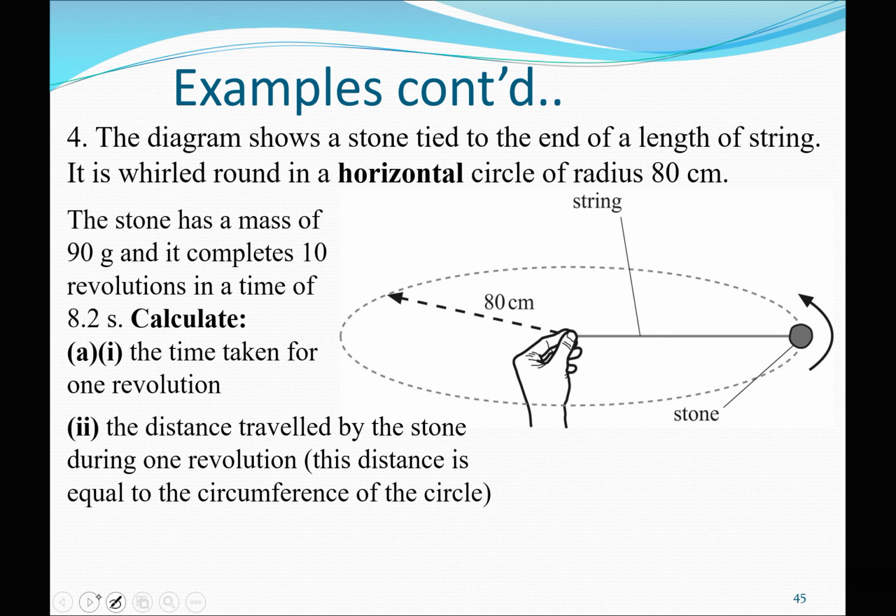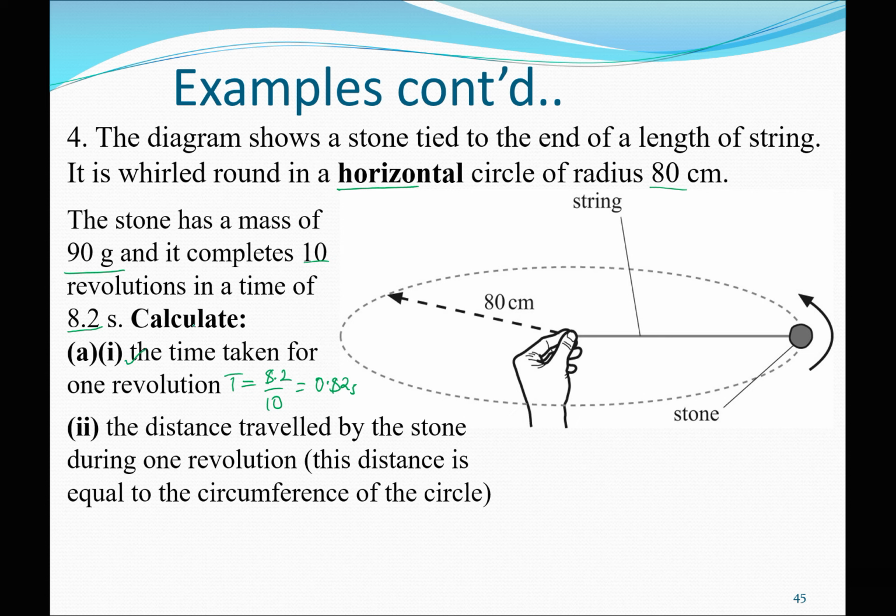The diagram shows a stone tied to the end of a length of string. It is whirled around in a horizontal circle of radius 80 centimeters. The stone has a mass of 90 grams and it completes 10 revolutions in a time of 8.2 seconds. So that means we can find the period. It makes 10 revolutions in 8.2 seconds, so the period is the total time, 8.2, divided by 10 to find the time for one revolution. So this is going to be 0.82 seconds. So that is the period.